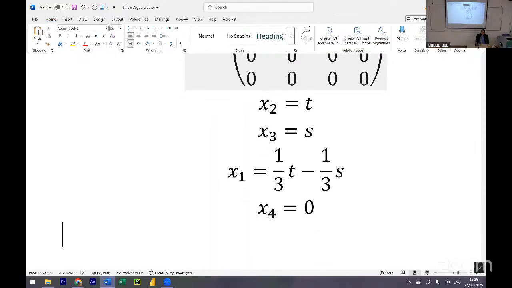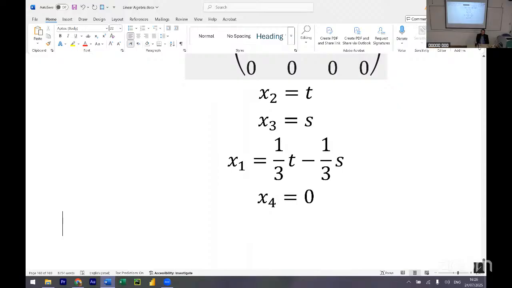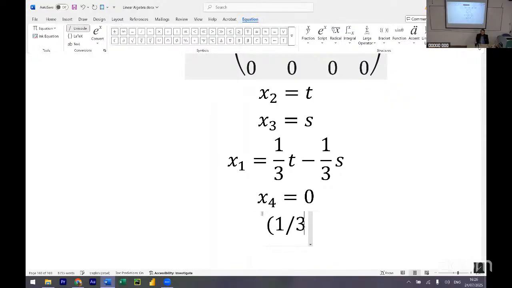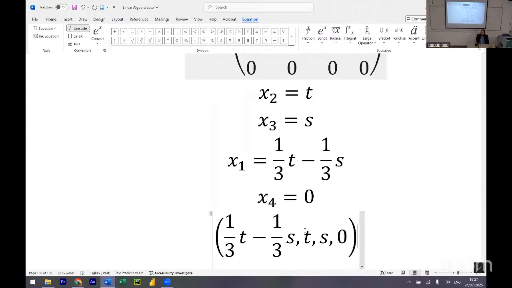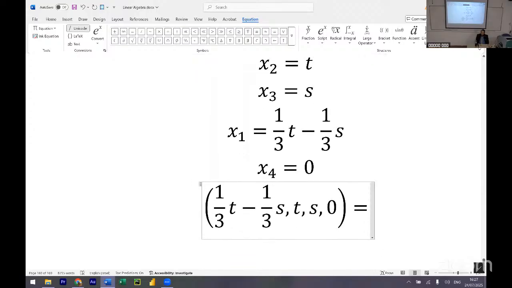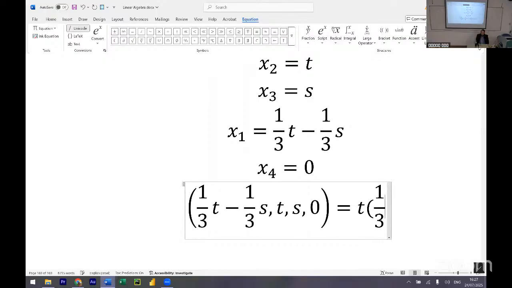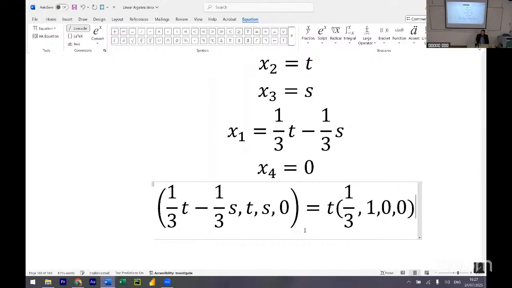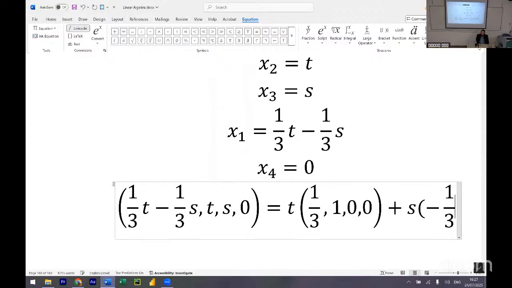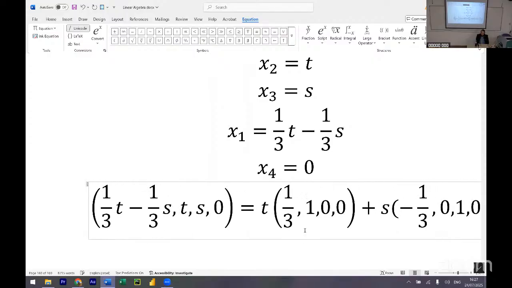So these are the things you need to make sure won't happen to you, because this is how 60 becomes 30 quite fast. These are the things we get better at using practice, and for this you have enough practice available. Okay, so this is t times a third, 1, 0, 0, plus s times minus a third, 0, 1, 0.